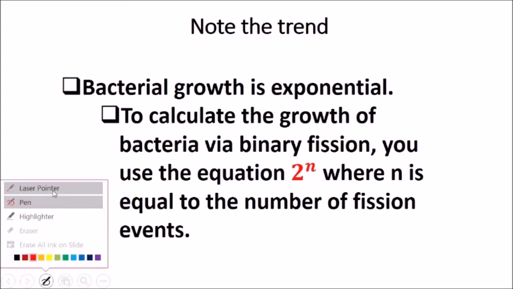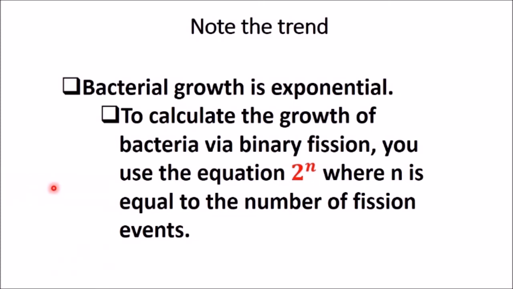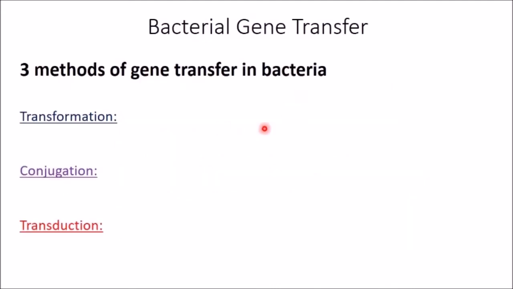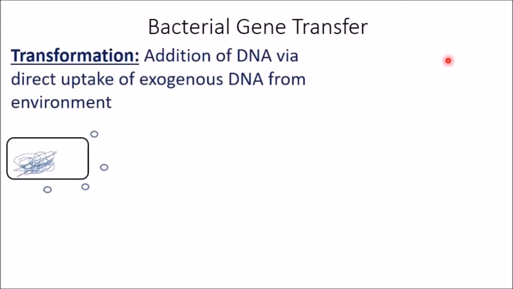Now, what we'll go through next is essentially called sexual reproduction, and I kind of find it odd because there's no reproduction occurring yet. It's just a transfer of genes, so I call it gene transfer. But this is what we're going to go through next: sexual reproduction. It requires a partner of some sort or form. So here's bacterial gene transfer. There are 3 methods of gene transfer in bacteria: transformation, conjugation, and transduction. We will go through all 3 in detail. Let's start with transformation. Transformation is the addition of DNA via direct uptake of exogenous DNA from the environment.